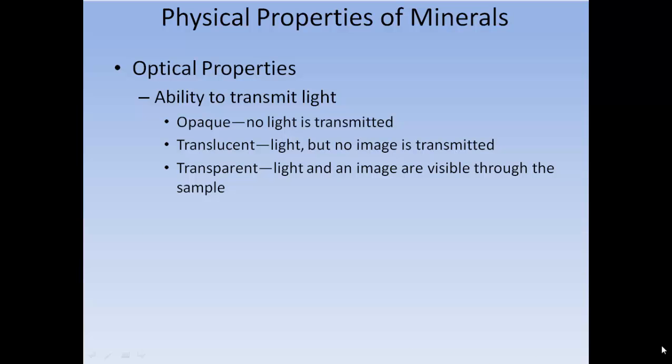Other optical properties, well, the ability to transmit light. A mineral that is opaque cannot transmit light through it. With a translucent mineral, light can be transmitted, so light shines through. But with transparent, light and an image are visible through the sample, so you can actually look through it onto a piece of paper and see that there's writing on that piece of paper.